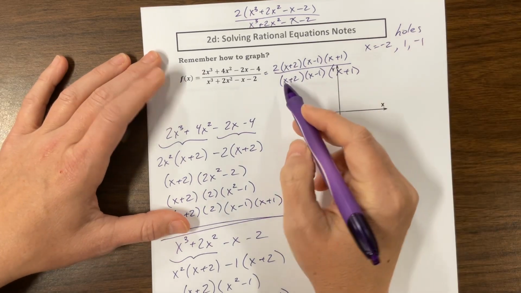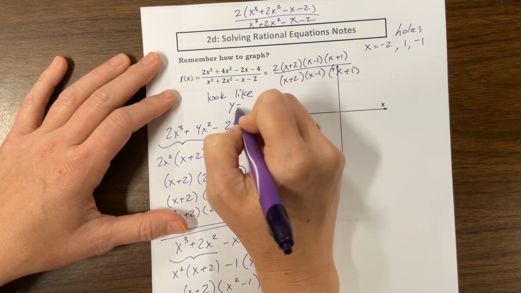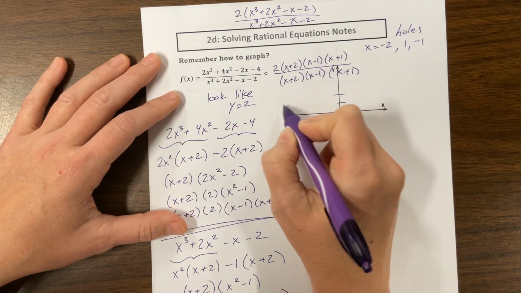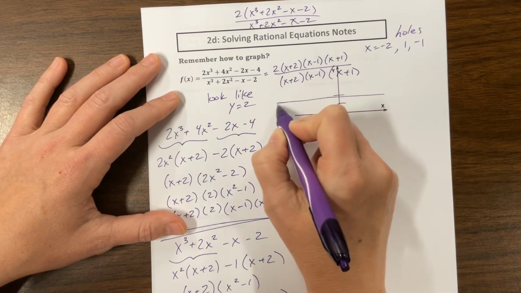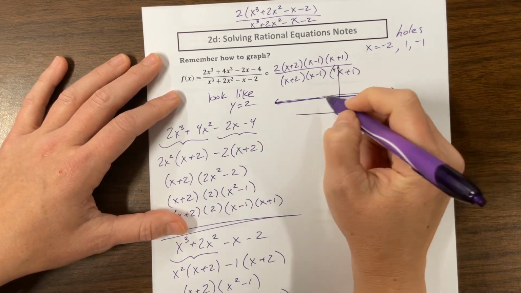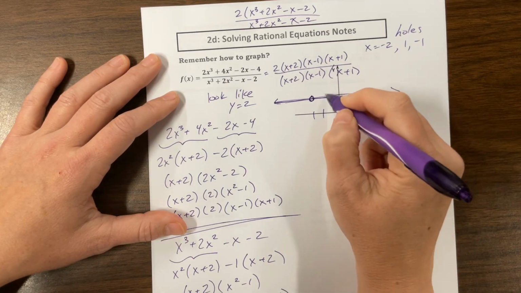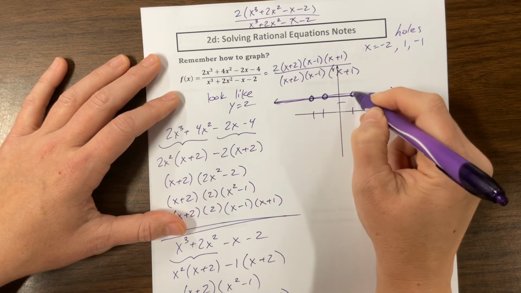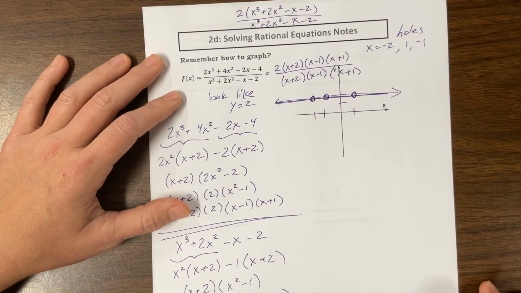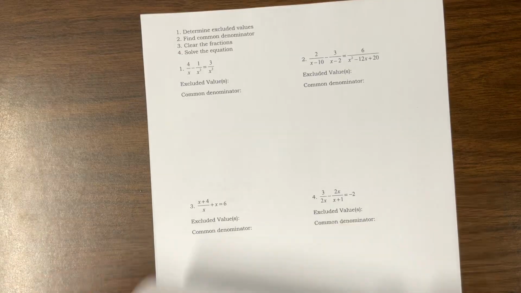Well, what is this? This is going to look like the line y equals 2. Okay, except, well, I didn't hit the point. There we go. Except we have holes. At negative 2, here's a hole. I didn't draw this properly. At negative 1, here's a hole. And at positive 1. And that's our graph. There it is. That's the whole thing. Okay, let's keep going.